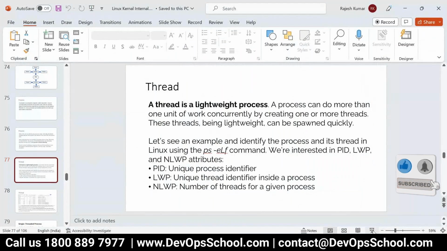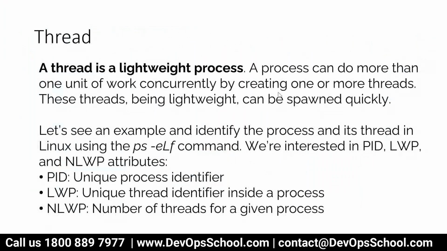So here, a process can do more than one unit of work concurrently by creating one or more threads. These threads, being lightweight, can be spawned quickly. That means with threads in one process, the context switching cost is lesser. That means the time lost in transferring the CPU from one process to another process is lesser. With a thread, it's not like that.